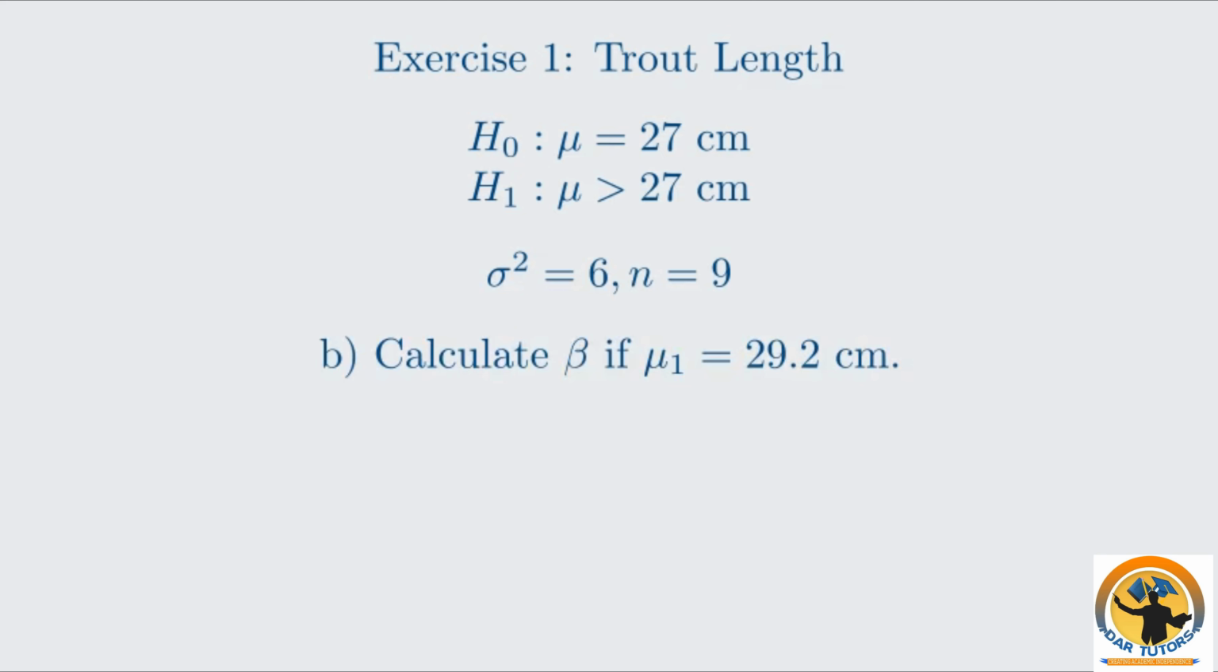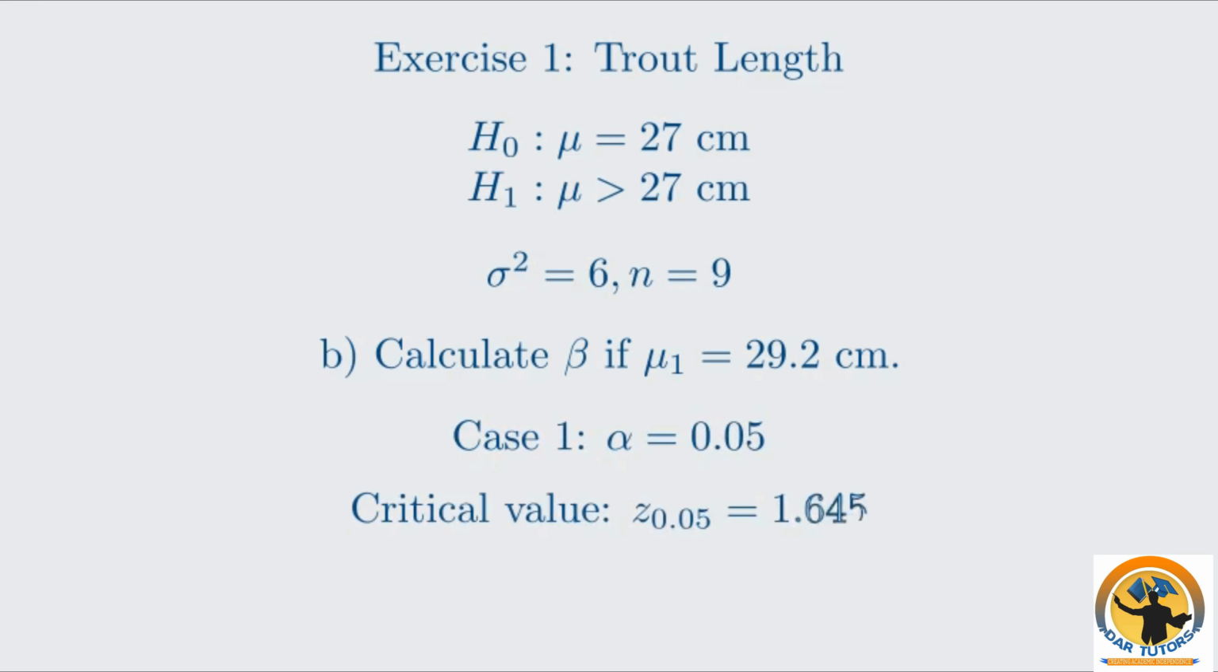Let's start with alpha equals 0.05. The process is the same. First, find the critical value. For a right-tailed test at a 5% level, we find the z-score that leaves 5% in the right tail. This value is z sub 0.05, which is 1.645. So, we reject H0 if z is greater than 1.645.